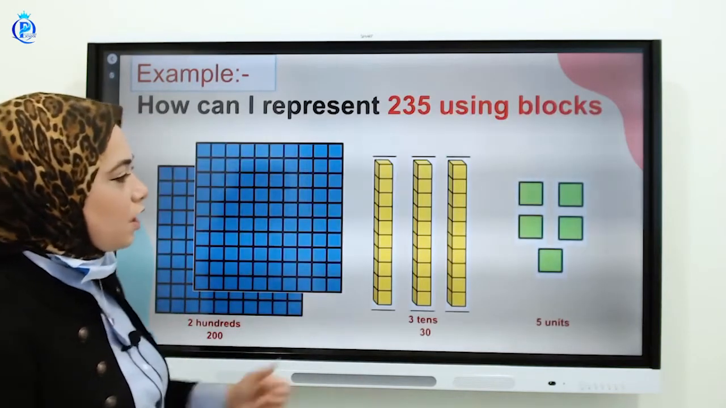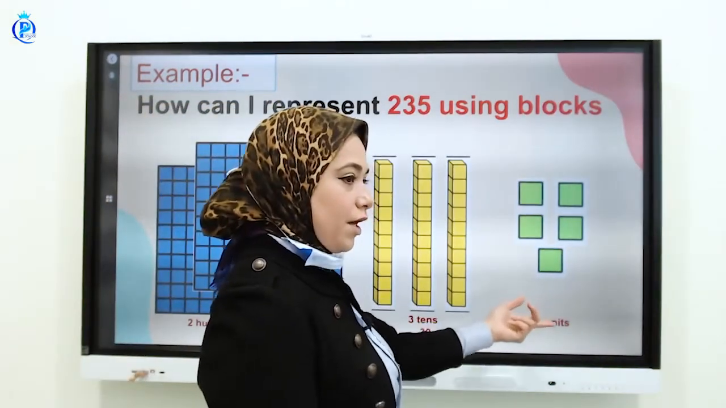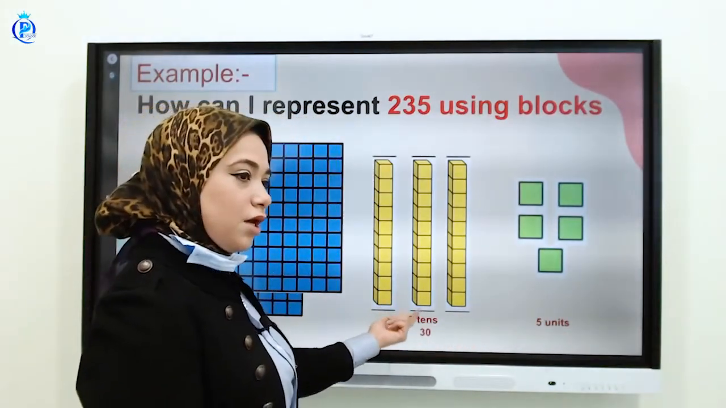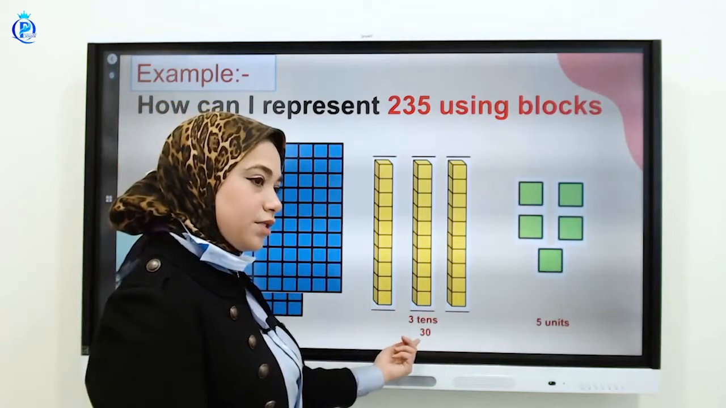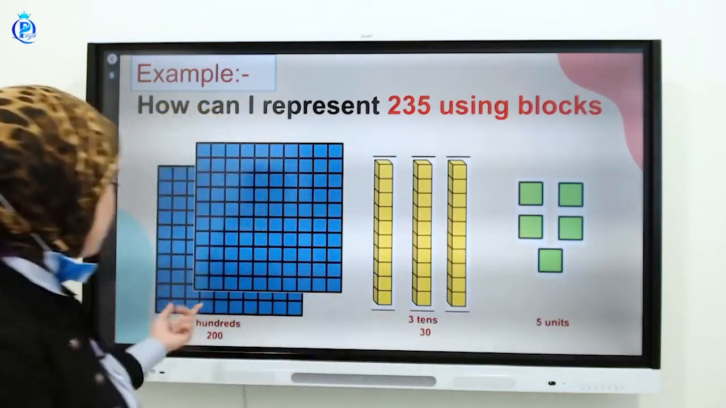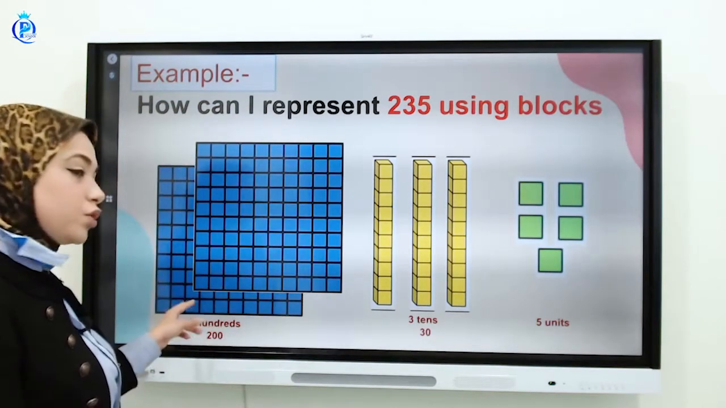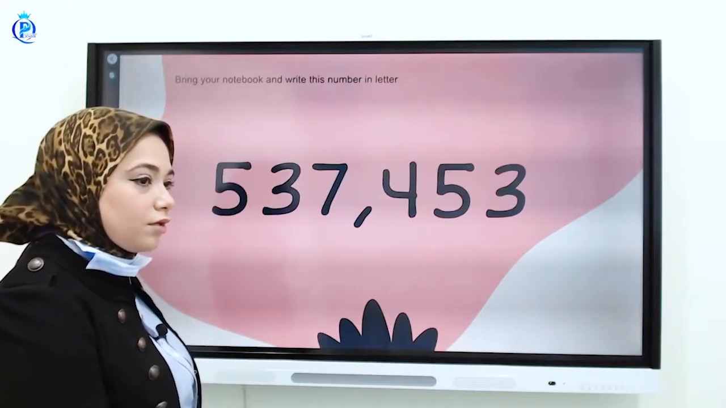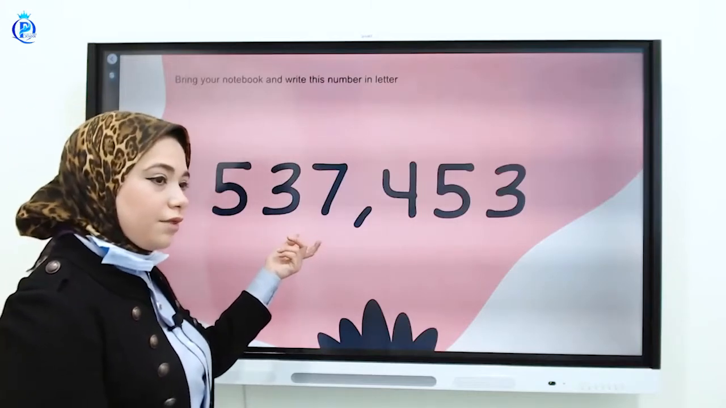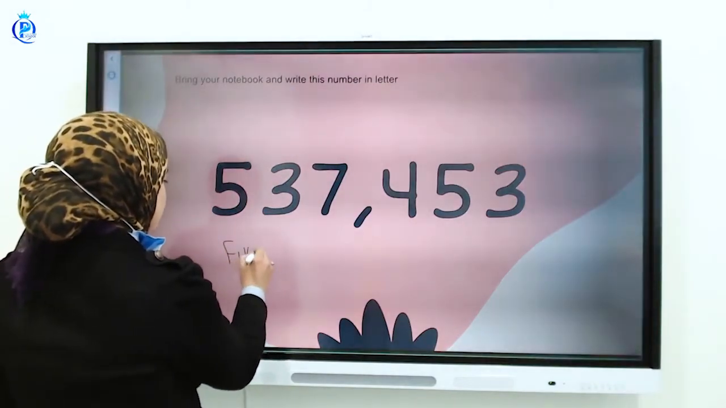Look at this. I have here 5 units. So I can represent by blocks. This is 5 units. This is 3 tens, or 30. This, can you tell me, 2 blocks of hundreds? 2 blocks of hundreds is 200s. It's 537,000.